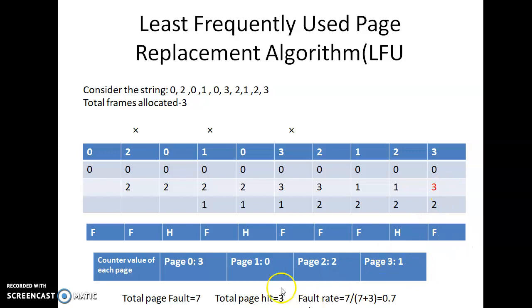To calculate the total page faults, we will be counting the number of faults. So here it is 1, 2, 3, 4, 5, 6, 7. So 7 page faults are there, and total page hits are 1, 2 and 3. So total page hit is 3. So fault rate will be 7 divided by 7 plus 3, that is 0.7.